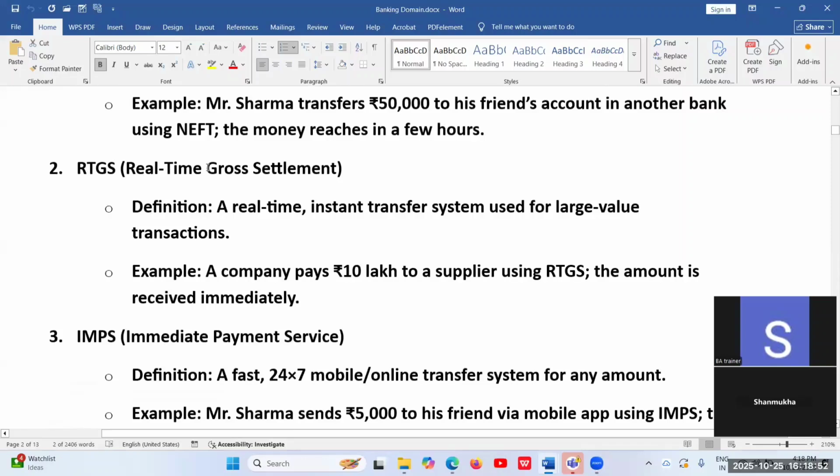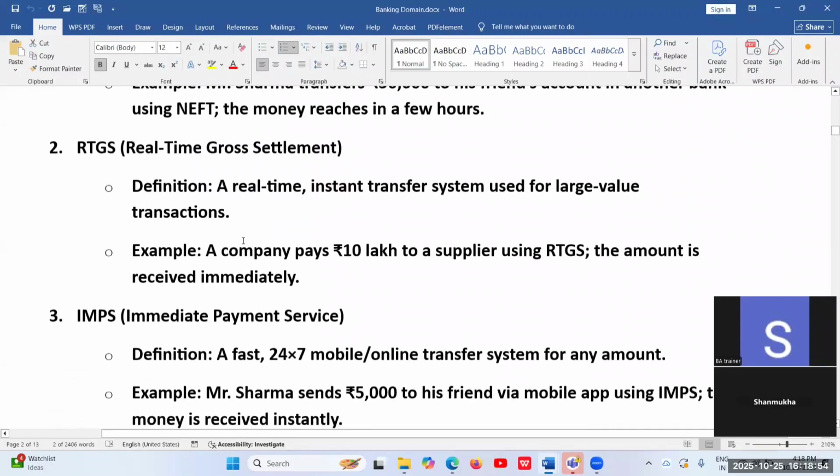Then we have RTGS. RTGS means real-time gross settlement. It is a real-time instant transfer system used for large value transactions. So if there is a huge lump sum amount to be processed, the bank people will prefer RTGS to send the huge amount in a single attempt. RTGS, real time gross settlement.